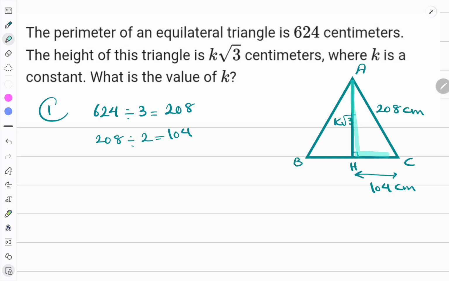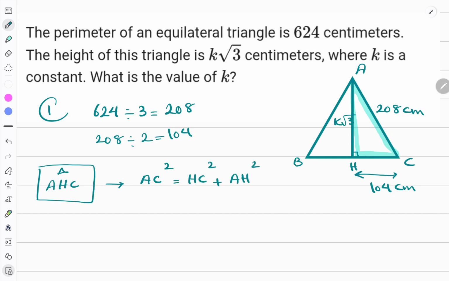So in this triangle AHC, we can write Pythagoras theorem. We know that AC squared equals HC squared plus AH squared. In fact, the square of the hypotenuse equals the sum of squares of the two other legs. Okay, AC is 208, HC is 104, and AH is k radical 3.